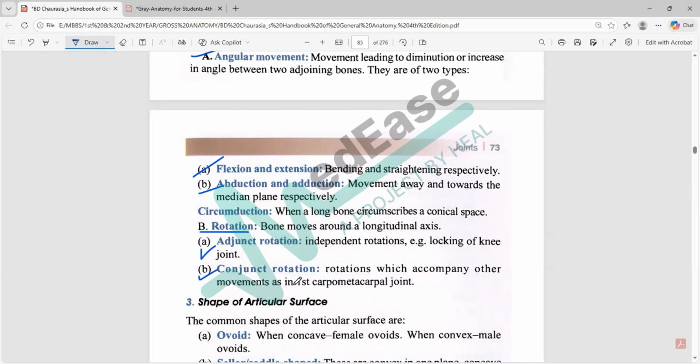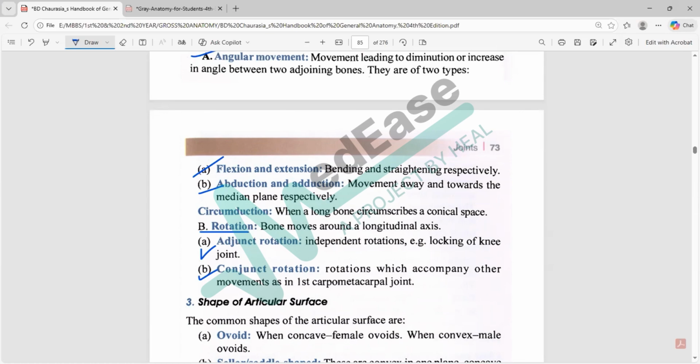The adjunct rotation is the independent rotation of the specific bones, whereas the conjunct rotation means when both bones usually move with each other during a rotation, whereas the adjunct will be only involving one of the bones moving.